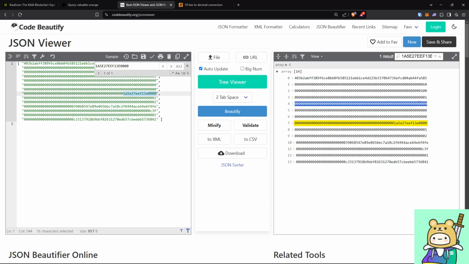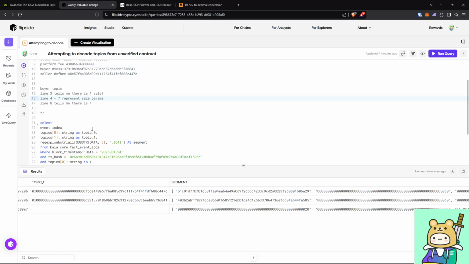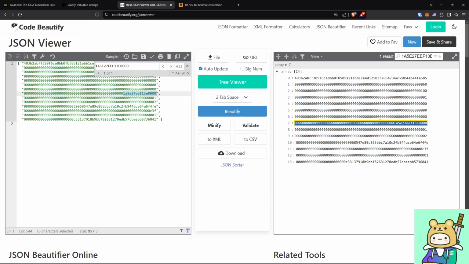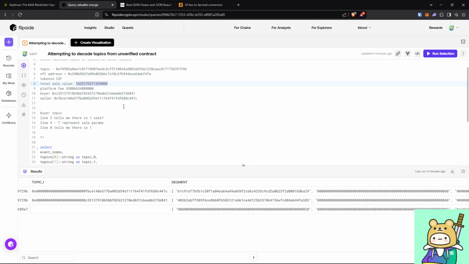The first thing is null. So there are like 3 nulls here. We don't exactly know what these nulls represent. It could be like Boolean, right? But what exactly the Boolean is, we don't know. And then this one here represents the sale amount. The sale amount is this one over here. So we know this is the amount that the buyer needs to pay. And then let's note that down, right? Line 7, amount that buyer needs to pay.